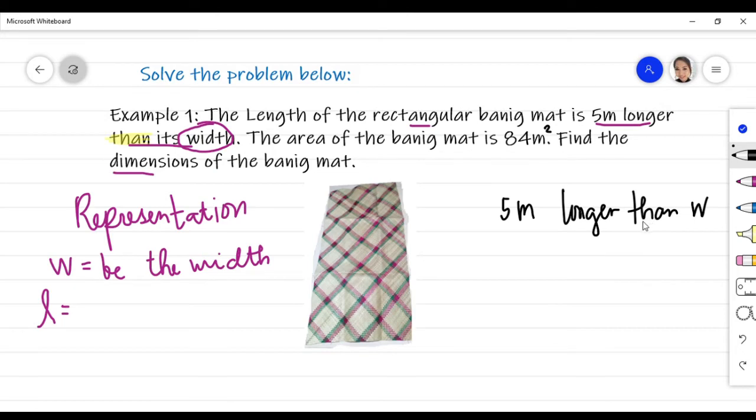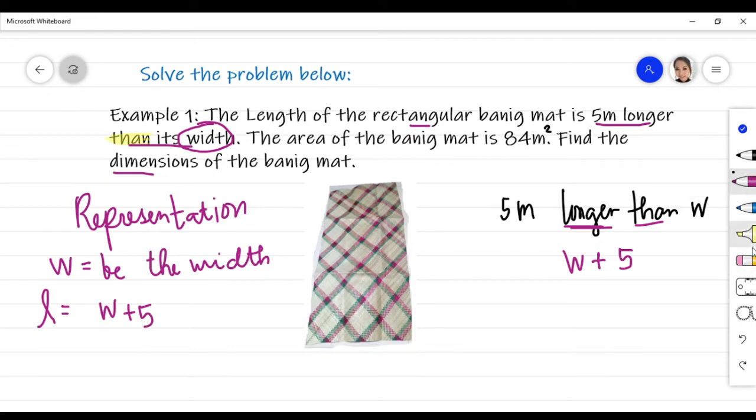So longer than is a verbal translation for plus, or addition. So since there's a word than, W must come first. So W plus 5. We will not write meter, 5 only. So W plus 5 is our length.